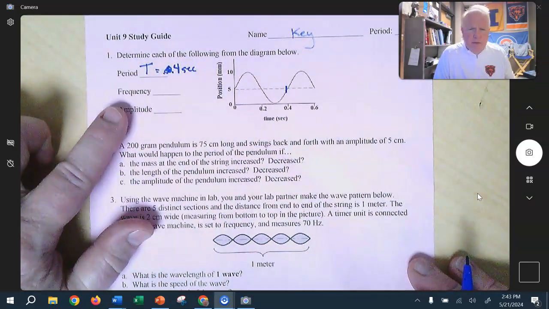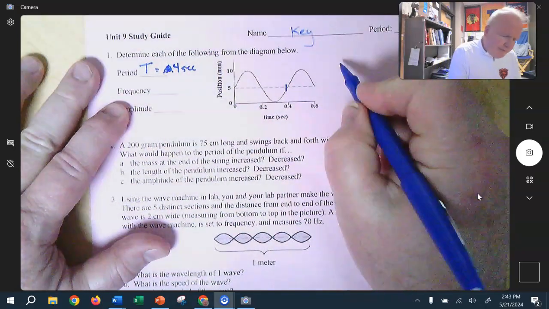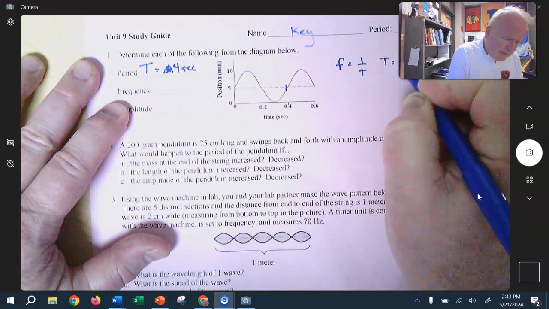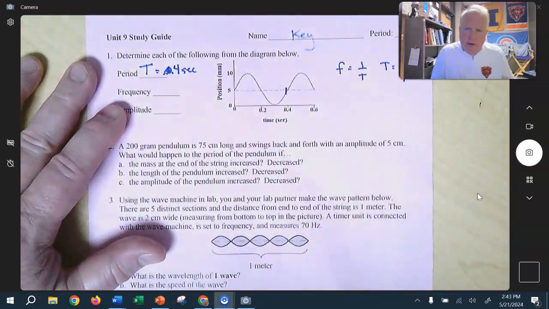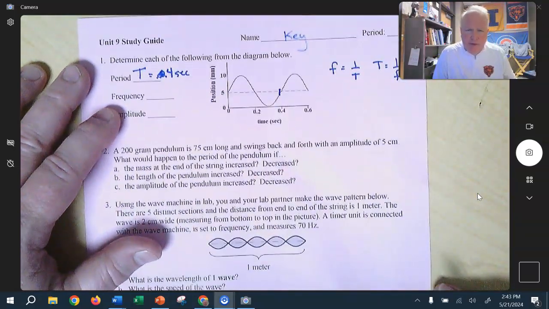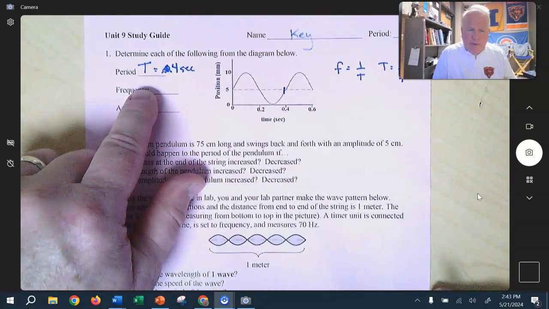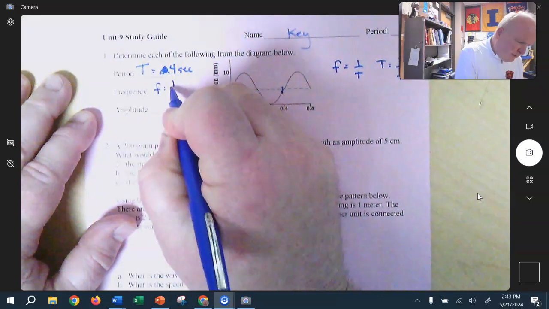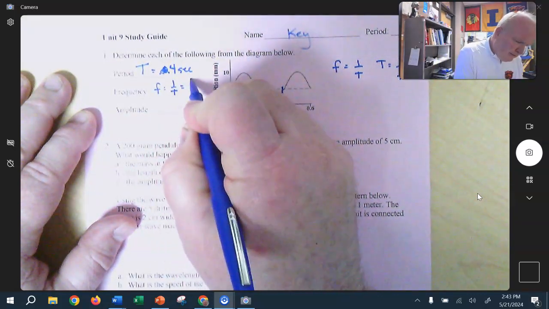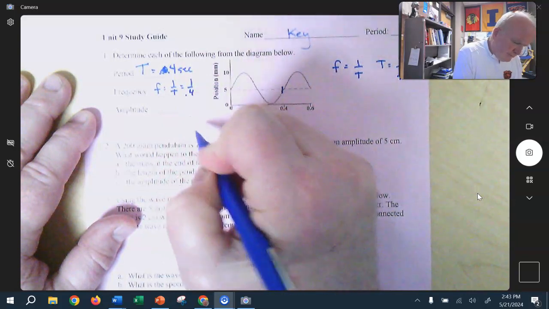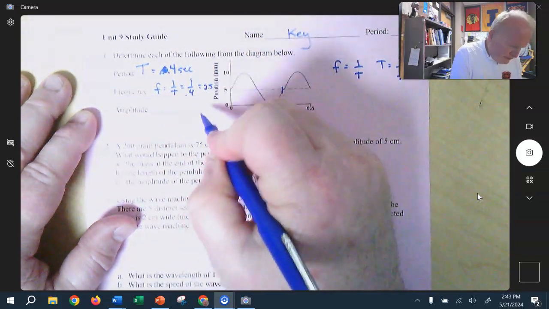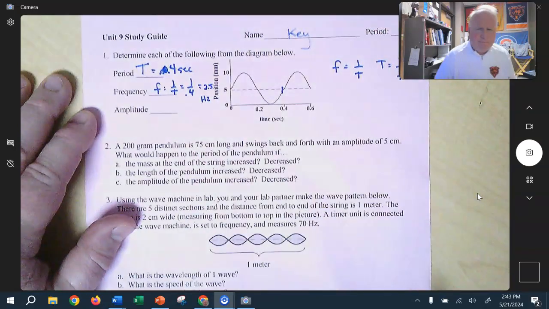Now, frequency is always the opposite. So we have these equations: F is equal to 1 divided by T, or T is equal to 1 divided by F. They are inverses of each other. And so what we always say is once you find the period, you write the frequency right away. F is equal to 1 divided by T, or 1 divided by 0.4, and I think we get 2.5. And frequency is in hertz.